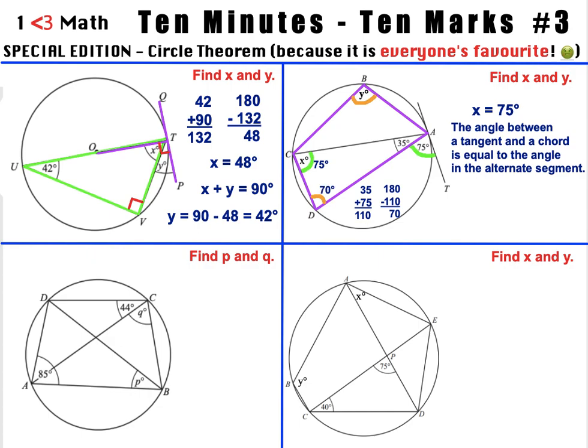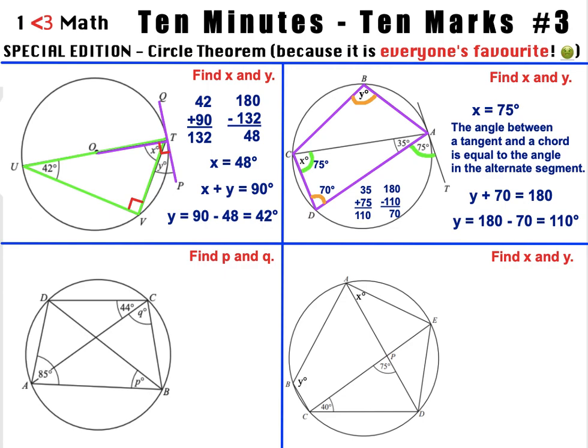So we have the angle at point D. We could call that angle CDA. That's 70 degrees. Therefore, the angle at Y, well, we now know that Y add 70 is 180 degrees. So Y is going to be 180 take away 70, which is 110 degrees, because as I say, the angles that are opposite each other in a cyclic quadrilateral add up to 180 degrees.